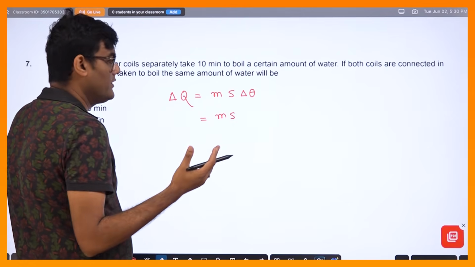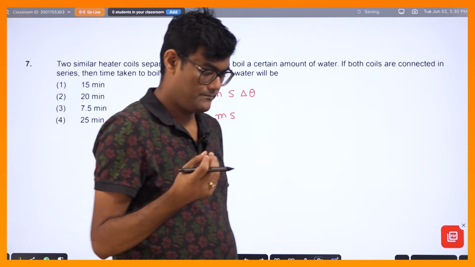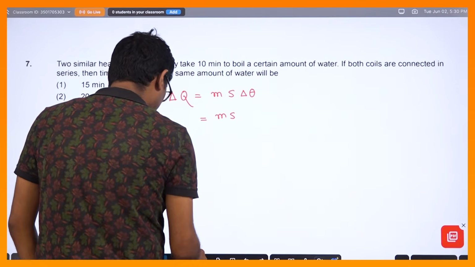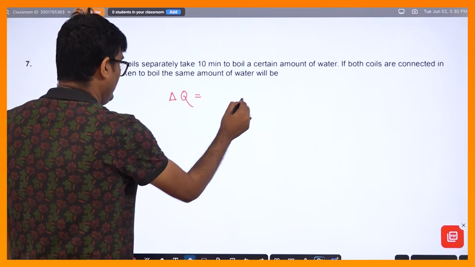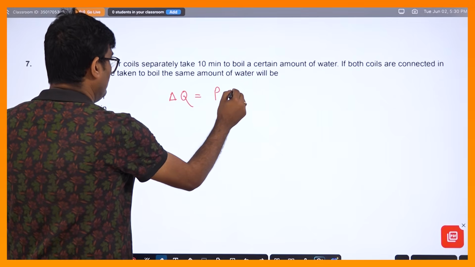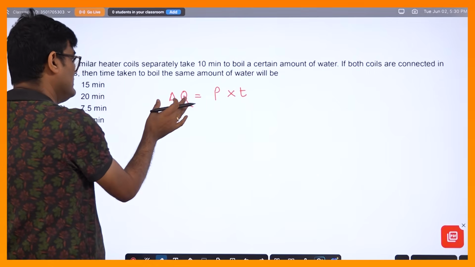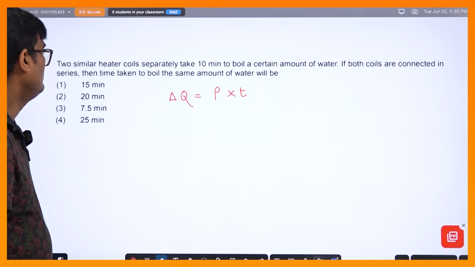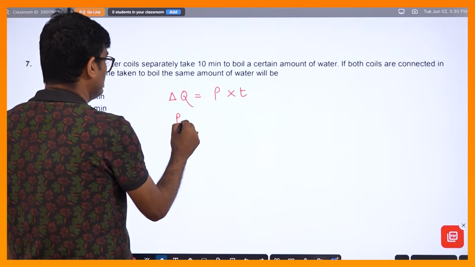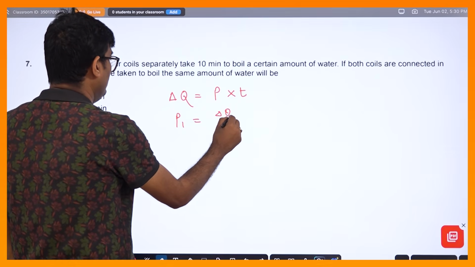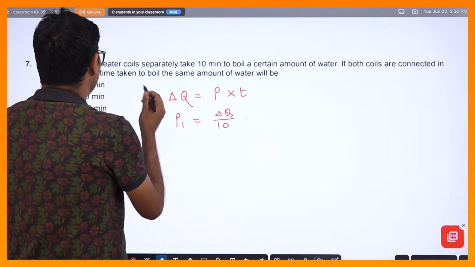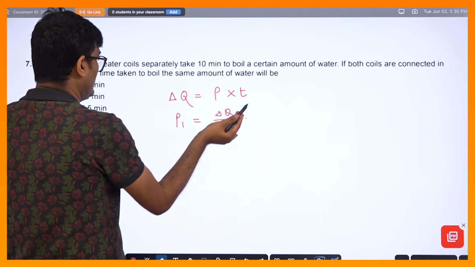it is directly related to the power supplied by the heater. Right? So instead of writing it in this format, if I say that the power supplied by the heater is P, then P into T, power into time, is the energy that we have to supply, right? Now for the first coil, it takes 10 minutes. The power of the first coil is equal to delta Q by 10 minutes, right? And the power of the second, two similar coils, right?